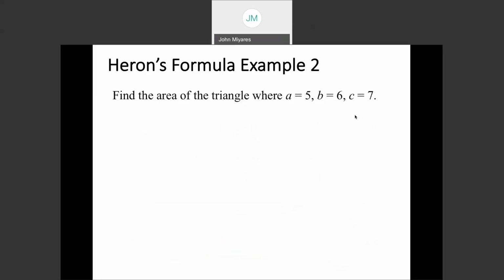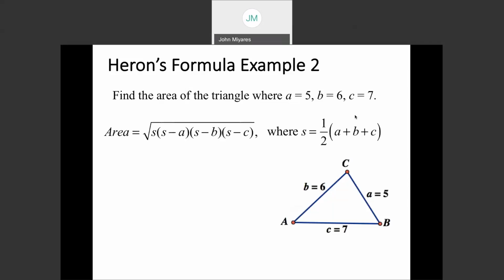Here's another example. Find the area of a triangle where a equals 5, b equals 6, and c equals 7. A quick sketch this time will easily show you that this is not going to be a right triangle. You can also run the numbers through the Pythagorean theorem too, and you'll see that 5 squared plus 6 squared does not equal 7 squared. So using the 1/2 base times height formula is not going to be an easy option here for finding the area of a triangle. So let's try this with Heron's formula.